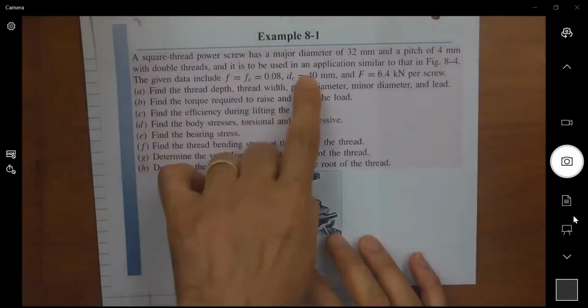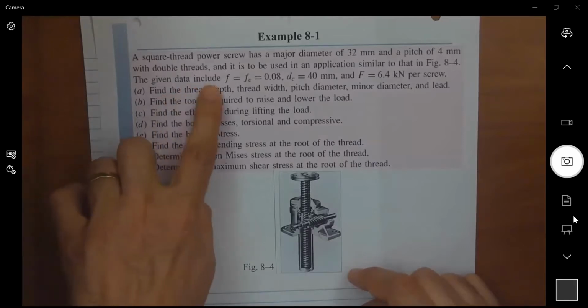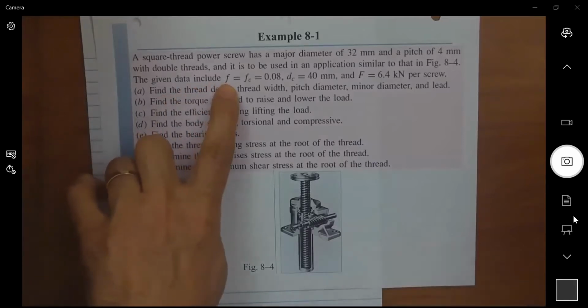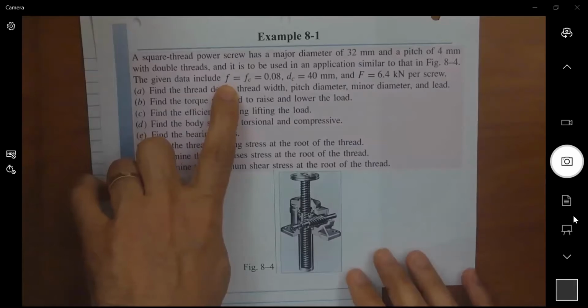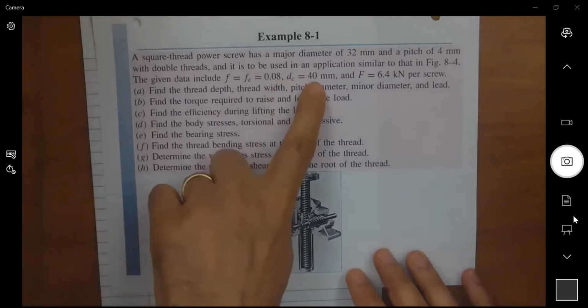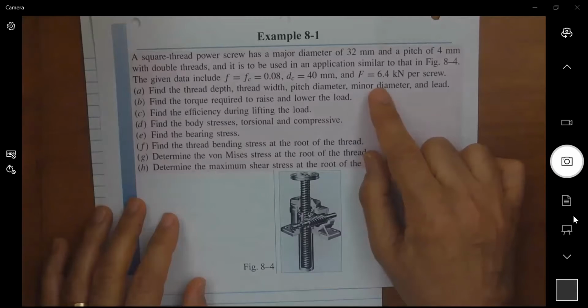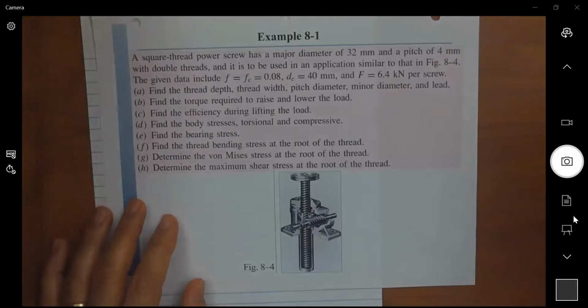And this is going to be used in an application similar to figure 8.4, where I have a friction coefficient between the threads as well as between the collar and the load that is equal to 0.08. The diameter we're going to be using for the collar is 40 millimeter. And the force that we are going to support is 6.4 kilonewton per screw.